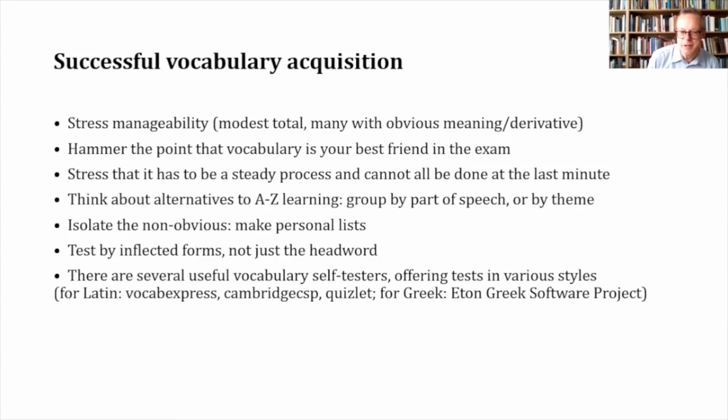Think about alternatives to A to Z learning. Group them by parts of speech, by theme, isolate the non-obvious, make personal lists, test by inflected forms, not just the head word. That's really important. It's all very well to know what a verb means in the first person singular, but see the pluperfect passive of it or something, and some candidates are defeated. There are various useful vocabulary self-testers offering tests in various styles. For Latin, Vocab Express, Cambridge CSP, Quizlet. For Greek, there's the Eton College Greek software project, which doesn't yet have, but I think is going to have, chapter by chapter vocabs for Greek to GCSE.